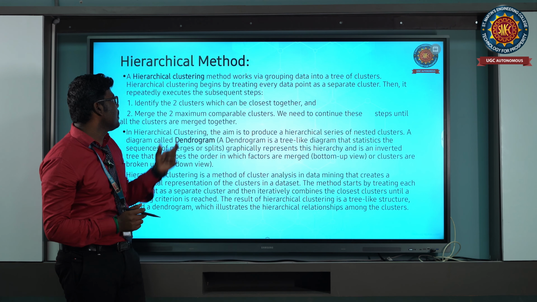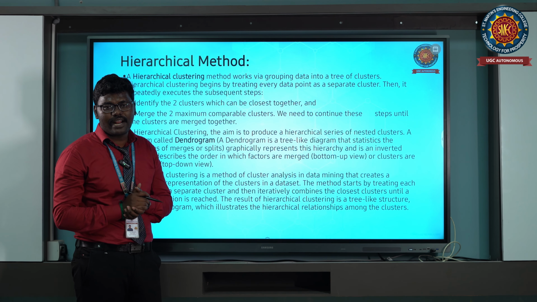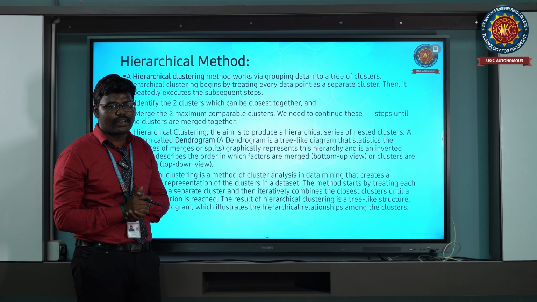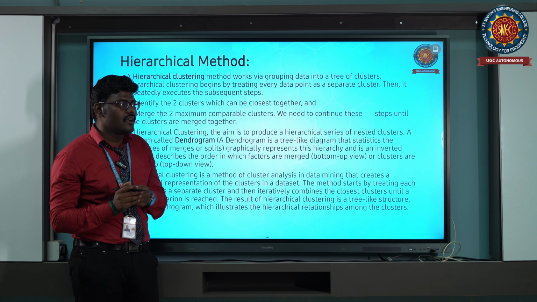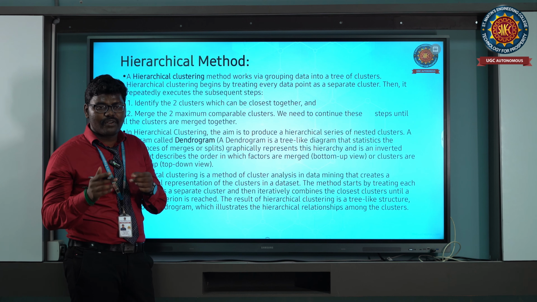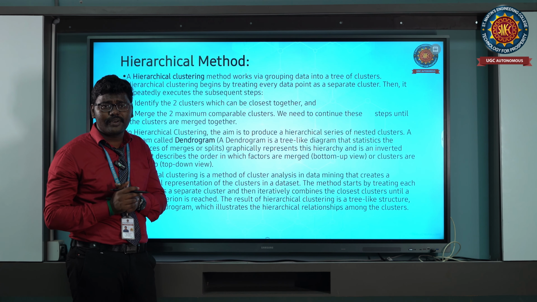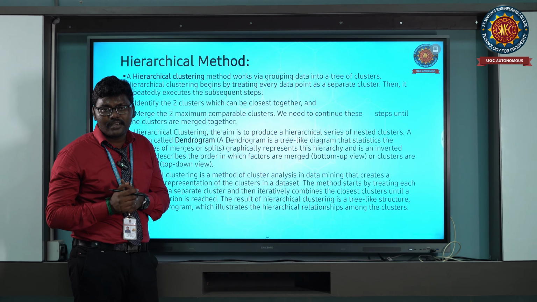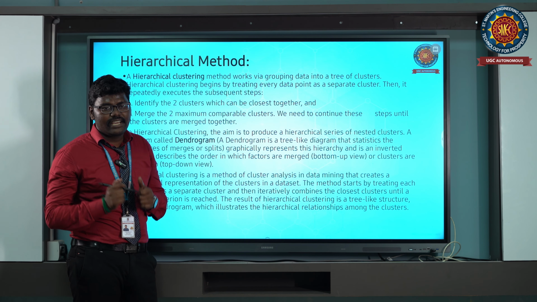In the hierarchical method we follow the dendrogram diagram. There are two methods: one is the bottom-up method, one is the top-down method. The bottom-up method we call the agglomerative method. The top-down method we call the divisive method.